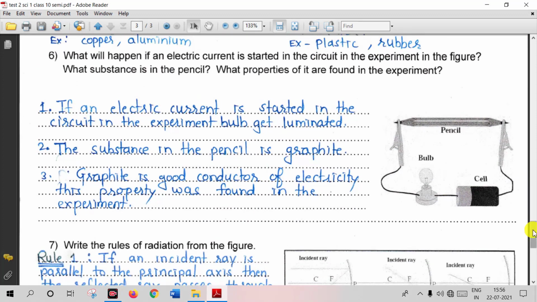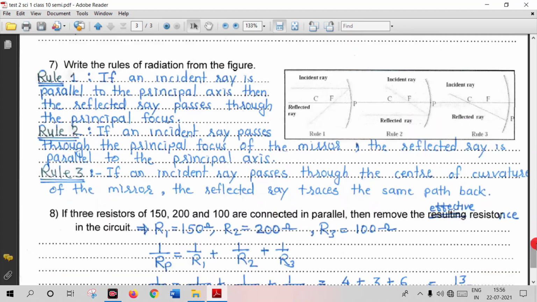Question number 6. What will happen if an electric current is started in the circuit in the experiment in the figure? What substance is the pencil and what property of it is found in the experiment? And the answer is, if an electric current is started in the circuit in the experiment, the bulb gets illuminated, and the substance used in a pencil is graphite. Graphite is a good conductor of electricity. This property was found in this experiment.